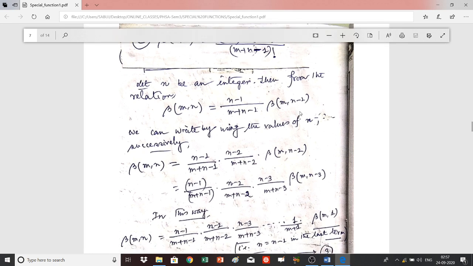In this way, if you wish to write the second term, that is beta(m, n-1), that will result in n being decreased by another one, so that will give you n-2. So that can be written (n-2)/(m+n-2), and then beta(m, n-2) will be there, with n decreased by another one.